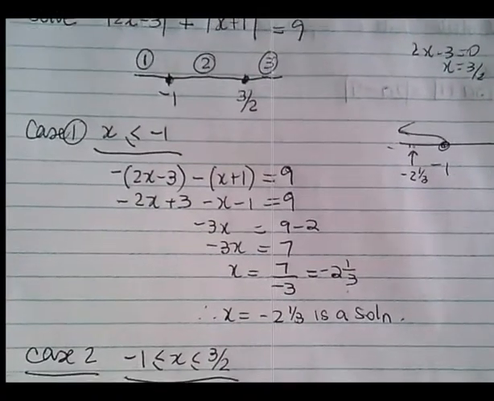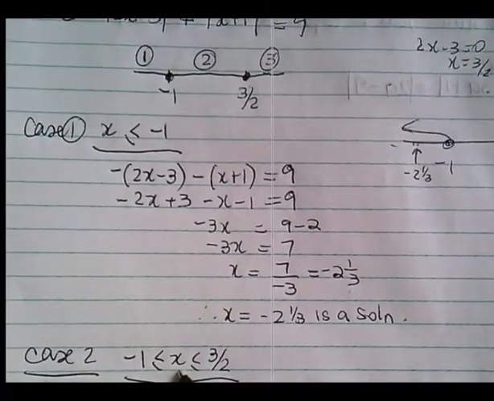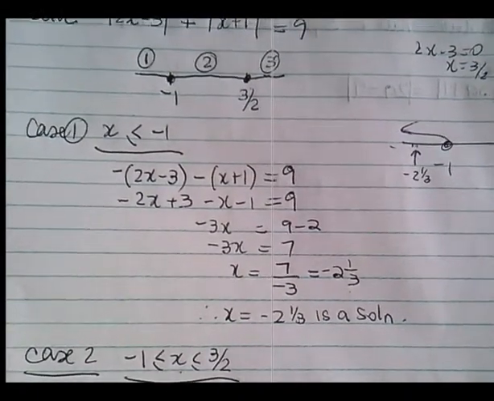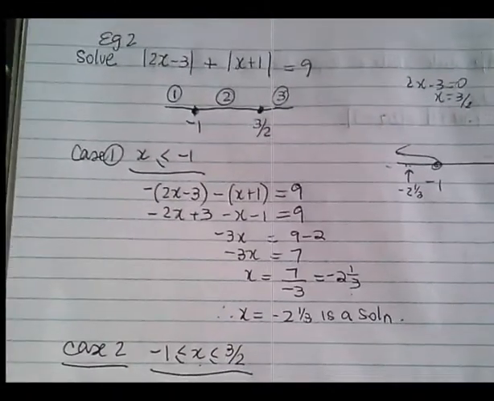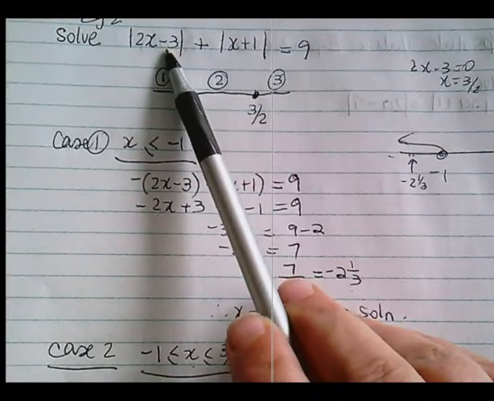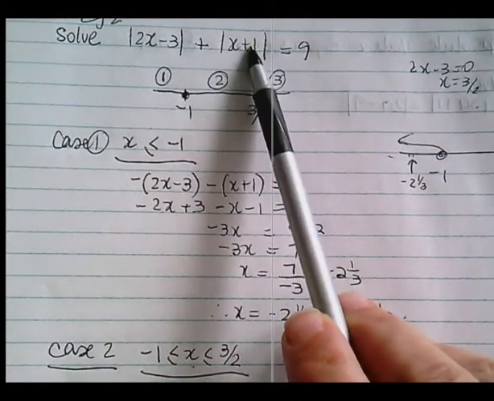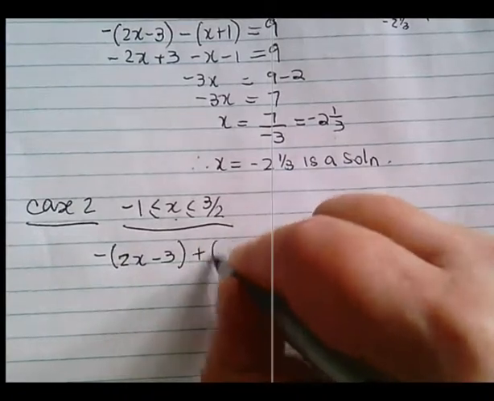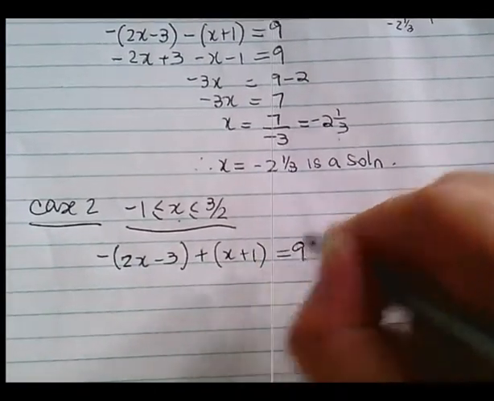So we go into the original equation. Let's just choose a value of x. What's a good value to choose? 0. 0 lies between -1 and 1.5. Choose the easiest. So if x was 0, would the first thing be positive or negative? Negative. The second one, positive. So I've got negative bracket 2x minus 3 plus x plus 1 equals 9.